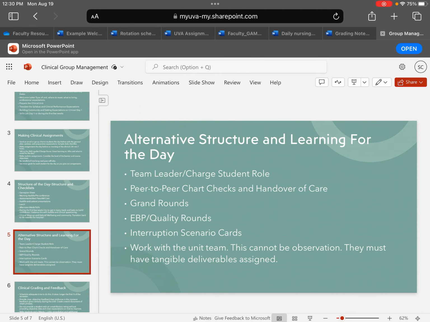Something else is peer-to-peer chart checks. So if we don't have a charge nurse for the day in the student role, I might still ask students to check each other's charting and make sure that they hit all of the list of what's expected to be charted for the day. I also have them practice giving handover of care to each other. Now, I might do that on a normal day, but it might be something that we practice a little bit more if we've got to do some alternative learning.